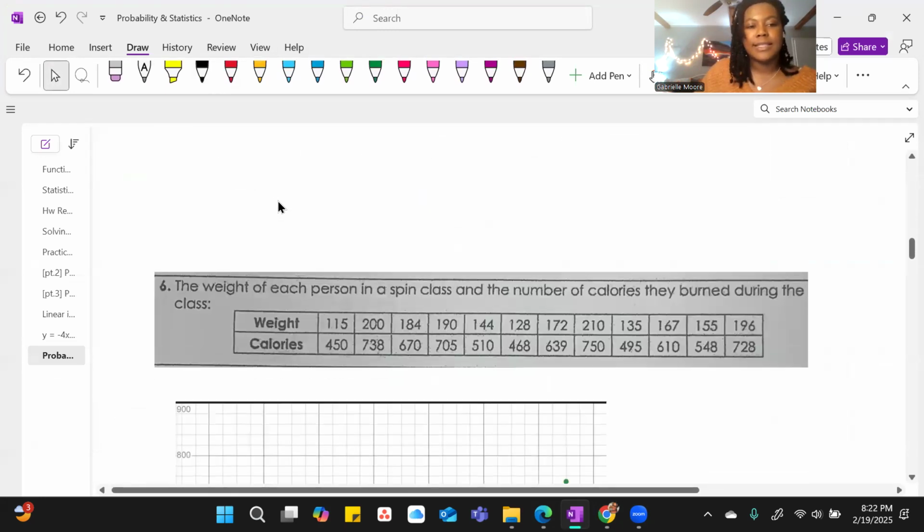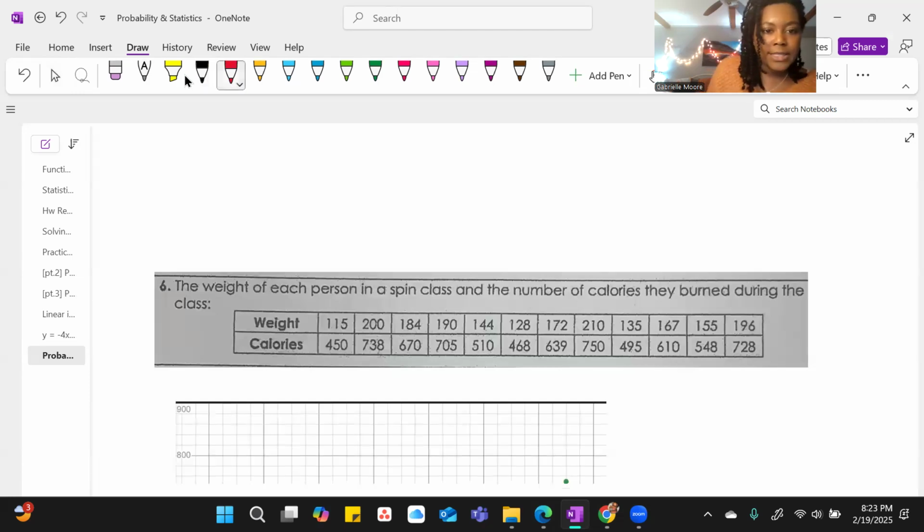Moving on to number 6, okay? The weight of each person in a spin class and the number of calories they burn during the class is looked at. I'm not going to reveal it just yet. I want us to just talk about this for a moment. So we have the weight of the person and the number of calories that they burned in each class.